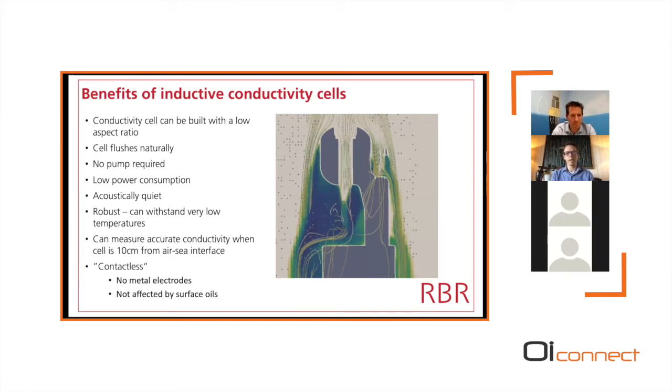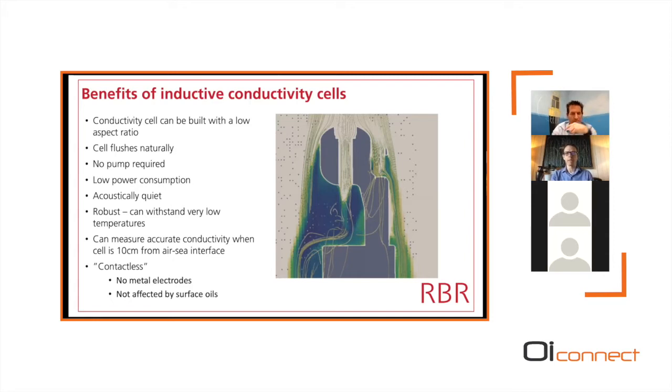It can be built in such a way, and we have built it in such a way, that it flushes naturally. That means that the volume and the rate of flow inside the conductivity cell is the same as it is on the outside. So it's naturally flushed. That means that it does not require a pump, and that means very low power consumption because there is no pump to be powering. The other consequence is that it's very quiet. There's really no noise being generated by these cells. So it can be used quite well for passive acoustic measurements.